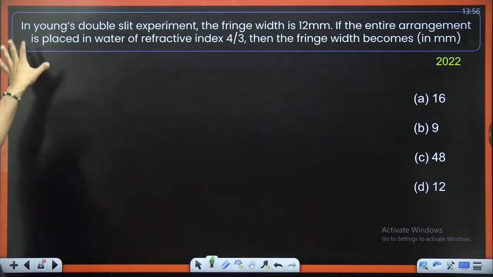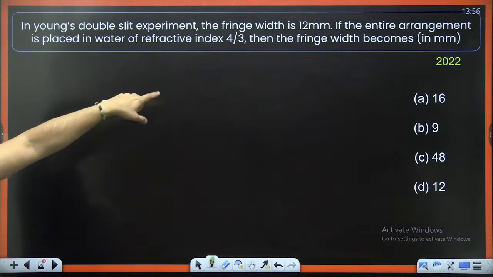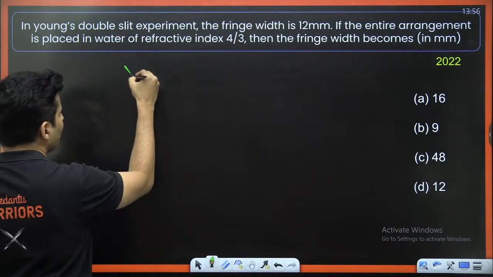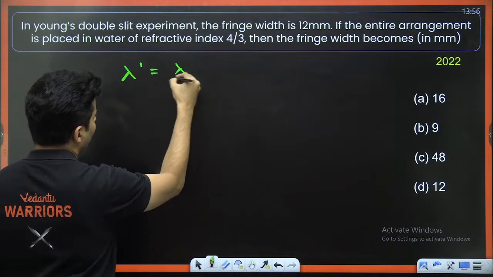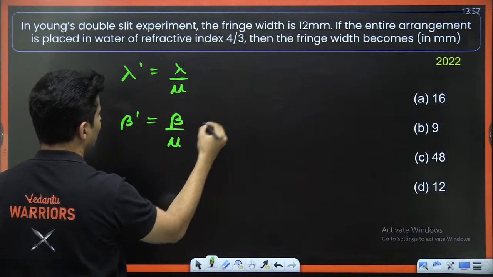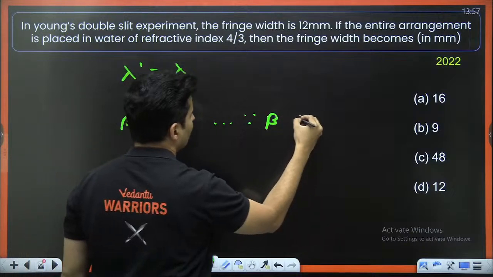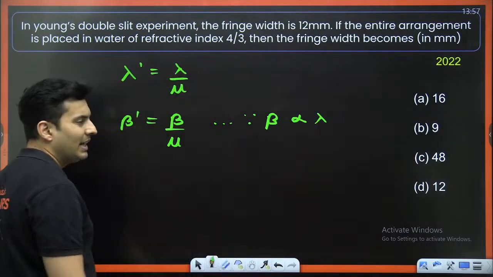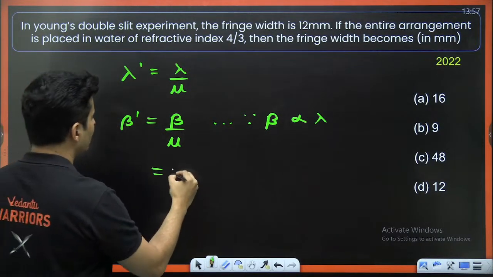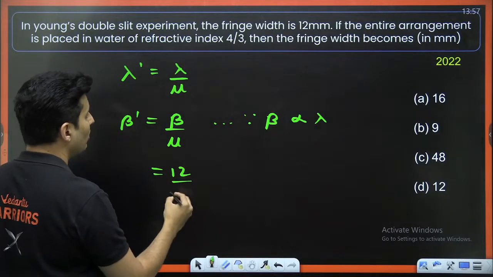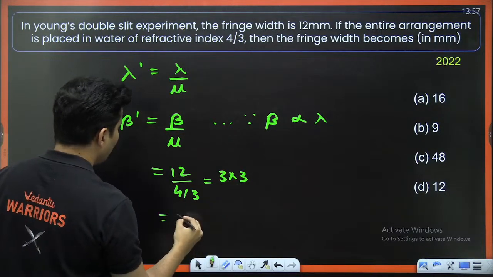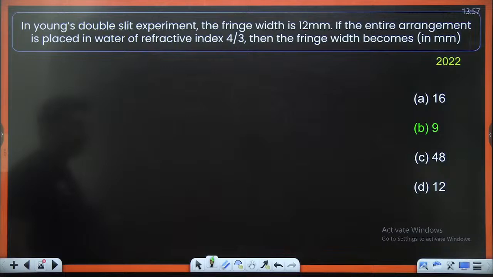The fringe width is this much, and the entire arrangement is placed in a liquid of this much refractive index. The fringe width will become how much? We know that lambda prime will be lambda by mu. Therefore, beta prime will also be beta by mu, since beta is proportional to lambda, because beta is lambda D by d. If the old fringe width was 12, the new fringe width will be 12 by 4 by 3. So 12 by 4 is 3, and 3 into 3 makes it 9. So the answer should be B for IIT Bombay.